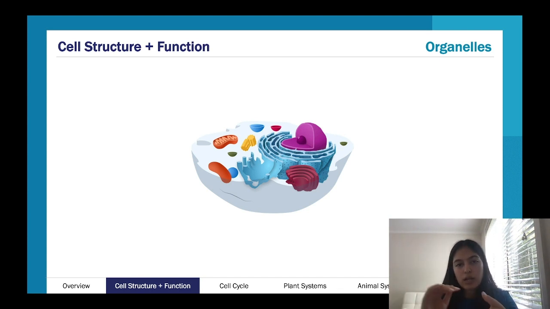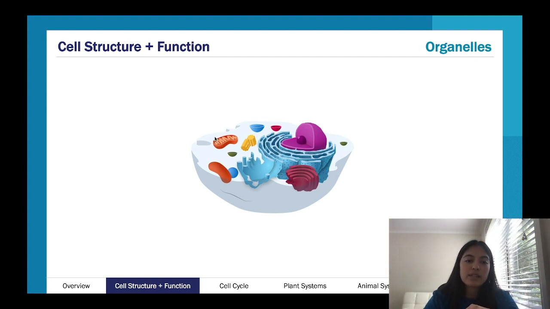Whereas, for example, chloroplasts and mitochondria, we look at them a lot more closely. But just generally know some of their functions, and know also what they will look like on a micrograph. This is a skill obviously needed in 1, 2, and 3, 4.